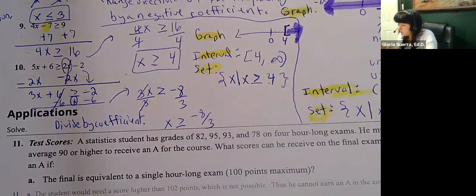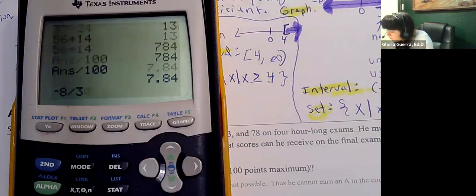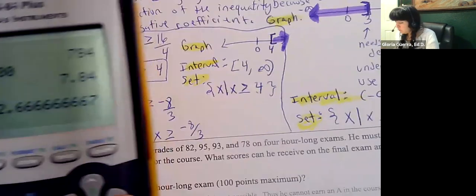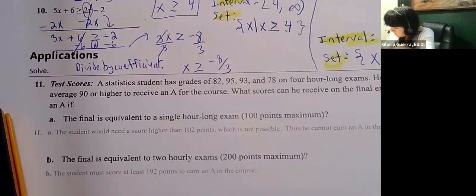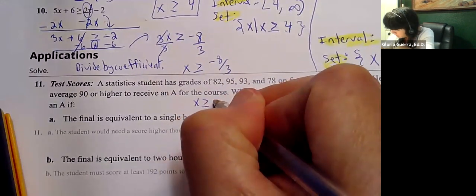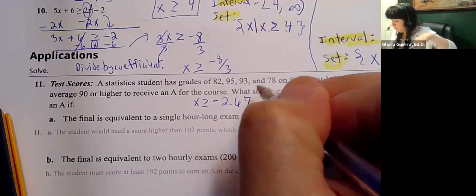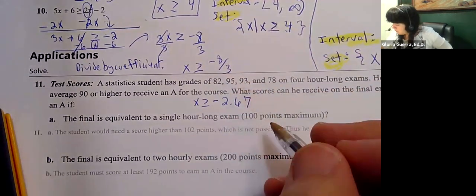If I just put that into the calculator to get an idea of what it is. -8 divided by 3, -2.6 repeating. So if they want you to use decimals, they'll tell you what to round to. So if I round this to two decimal places, tenths, hundredths, look at the neighbor, 5 or more, yeah. So add 1 to this, 2.67. So x is greater than or equal to -2.67. Okay, or you have the improper fraction, or you have the mixed number.